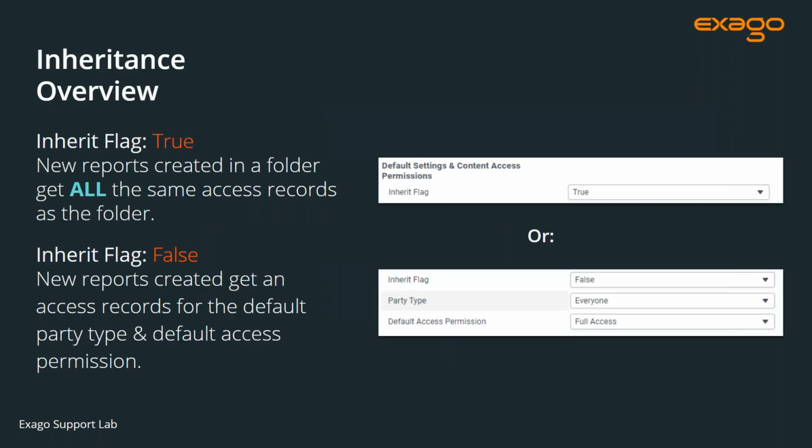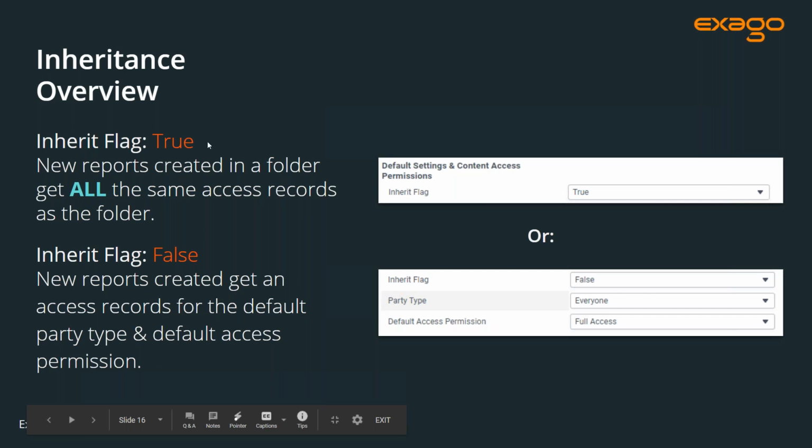The idea is that this will automatically add permissions as reports are saved and moved into folders. And so what we'll say here is that if you want to replicate the behavior from previous versions, whether using the file system or folder management, you would set inheritance to false. What that's going to do is it's going to say when new reports are created, only a single access record is going to be created, and it's going to use the defaults from the admin console here. So it's going to use the party type and the default access permission.